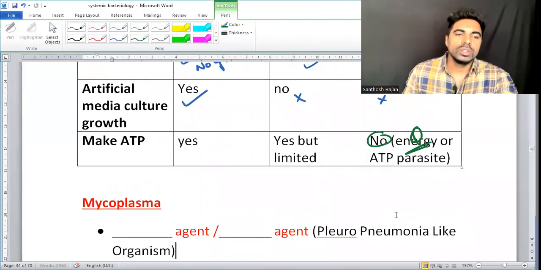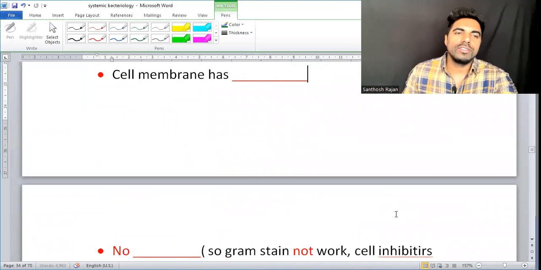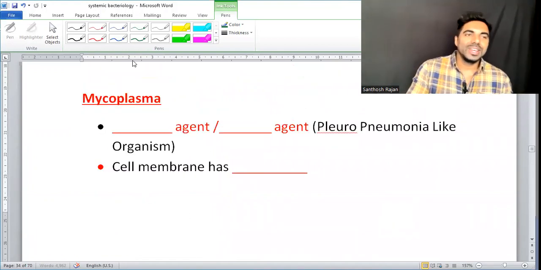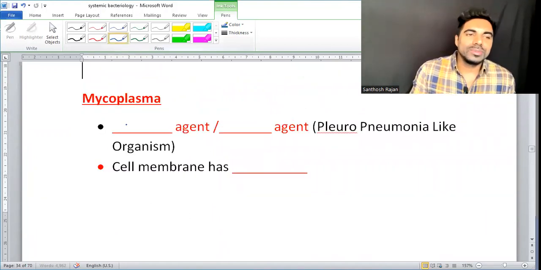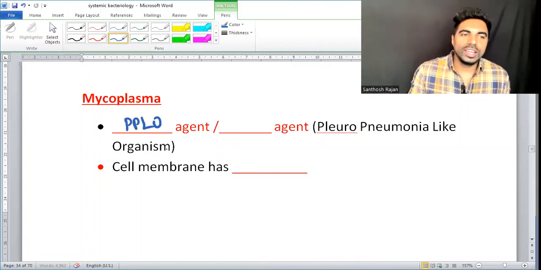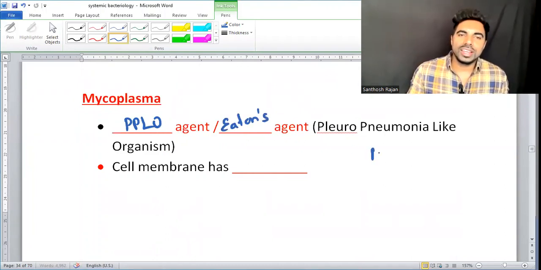Start with mycoplasma. Mycoplasma I've already repeated many times, no need to tell, we are going to fill the answers. Mycoplasma is otherwise called PPLO agent. PPLO means pleuropneumonia-like organism. Or sometimes also called Eaton's agent. Eaton, you will remember it like this.